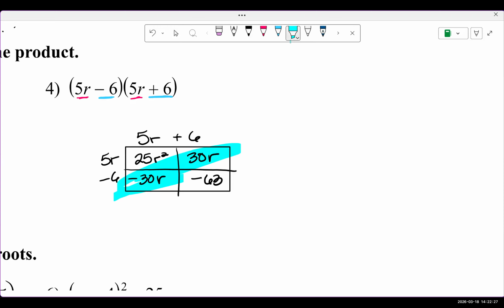Next step is combine like terms. Now, what do you notice about those like terms? Negative 30r and positive 30r, when I add those are going to cancel. So now this one's interesting. Instead of having three terms, it collapses to two terms. 25r squared minus 36. Wow, it looks a little dyslexic. Minus 36, not 63, 36.